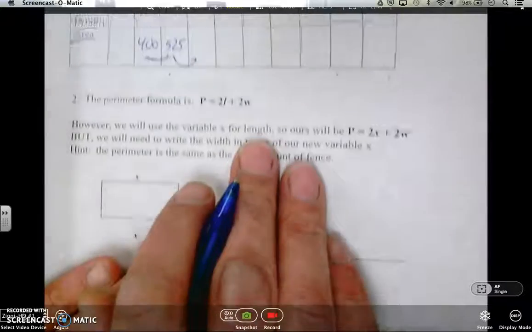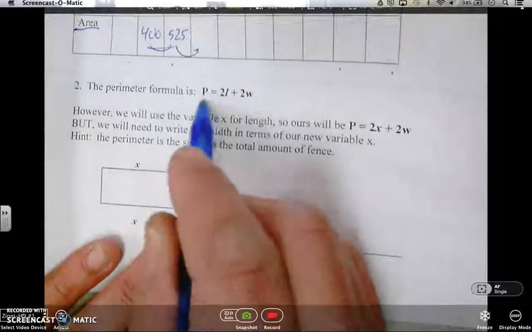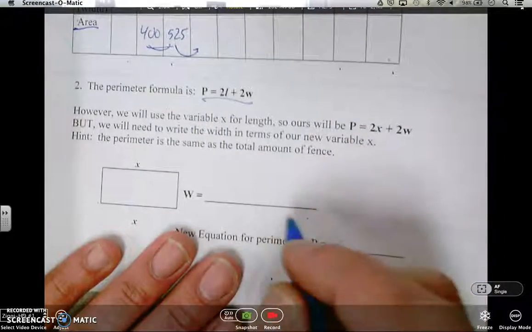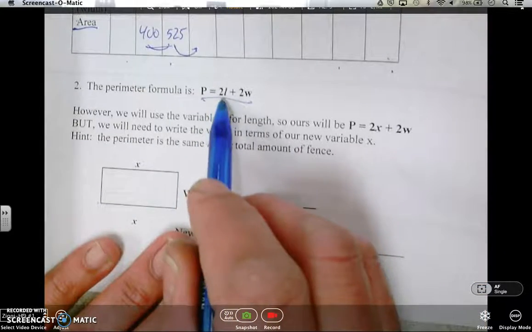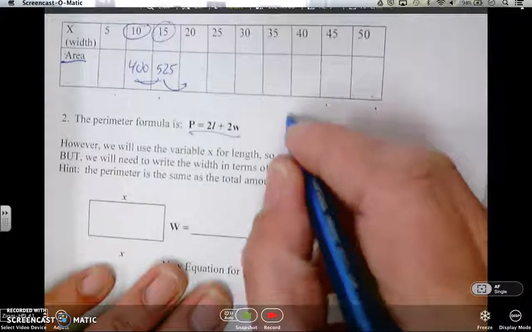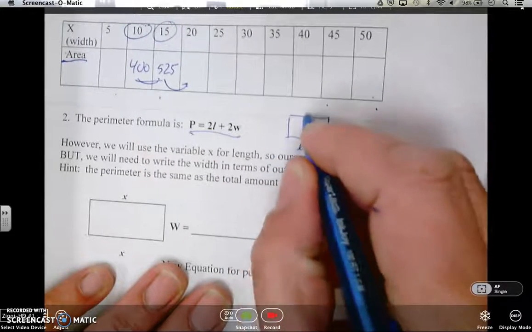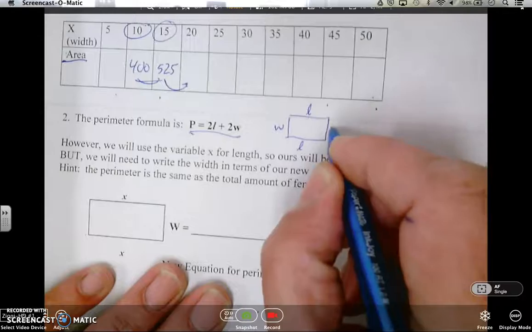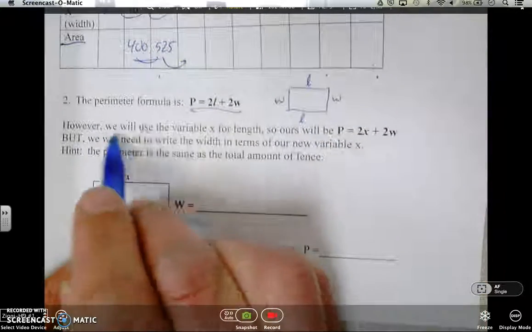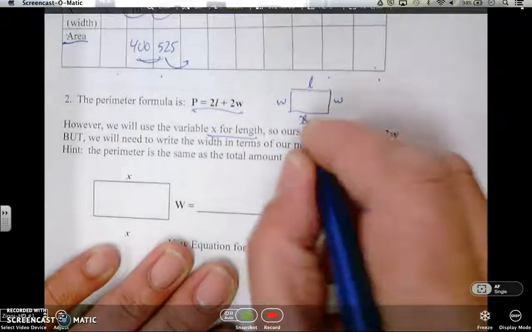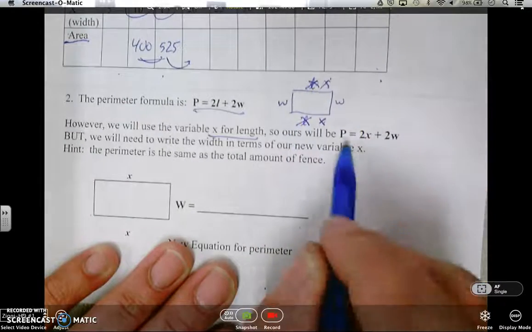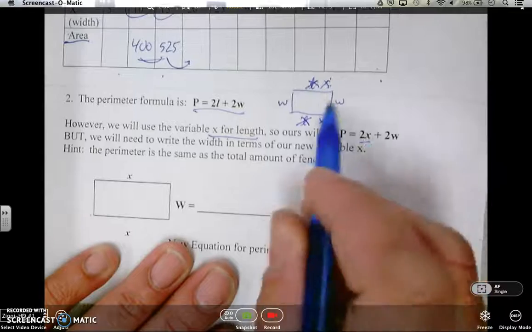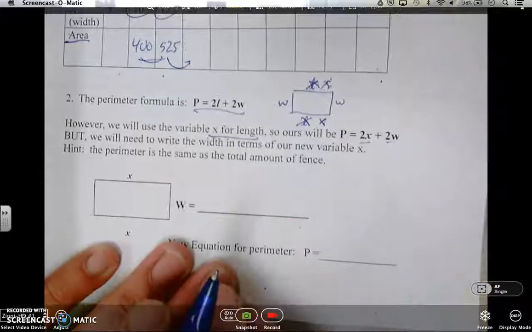For this part, the whole idea is to get a more generalized formula. So if we have a perimeter formula, 2 lengths plus 2 widths, because that's a length and a length, a width and a width. Then this says, if we use the variable x for length, we'll cross that off and call that x, and x. Then the perimeter is x and x, 2x, and w, 2w.